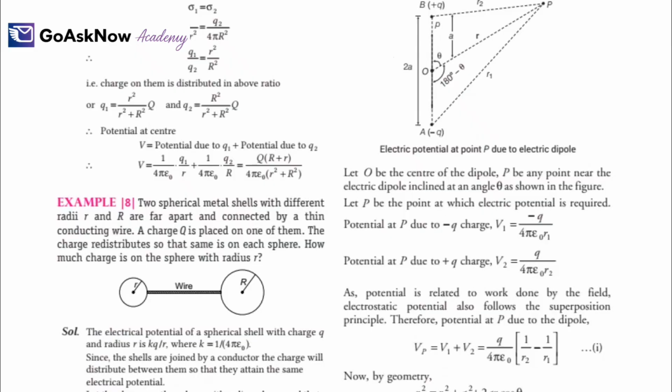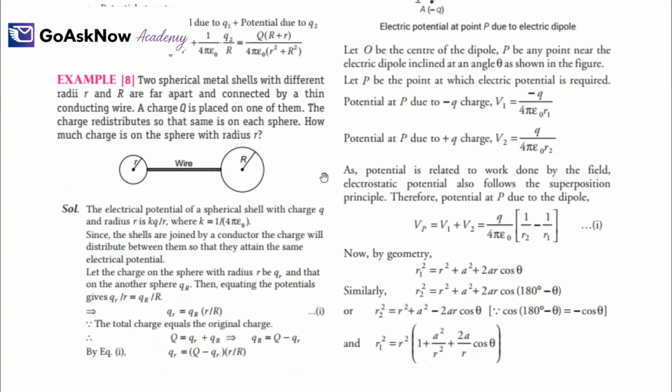The charge redistributes so that the same is on each surface. So the charge redistribution is such that it is the same on each sphere. How much charge is on the sphere with radius small r? Okay. So here the redistribution of charges is such that each sphere gets the same charge. Okay. So we will see how this question is done.